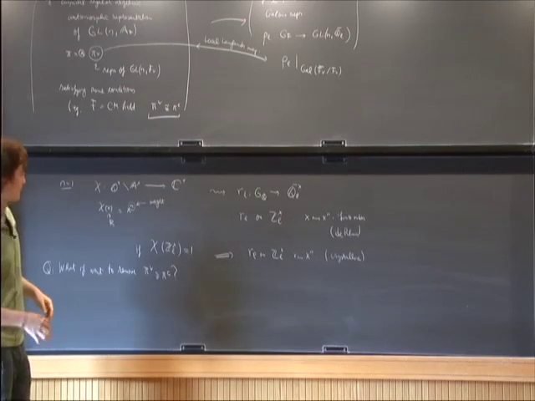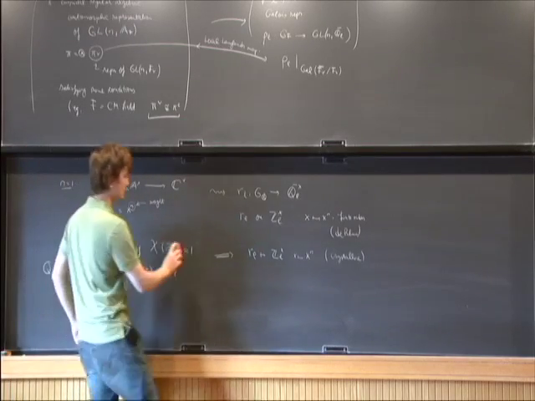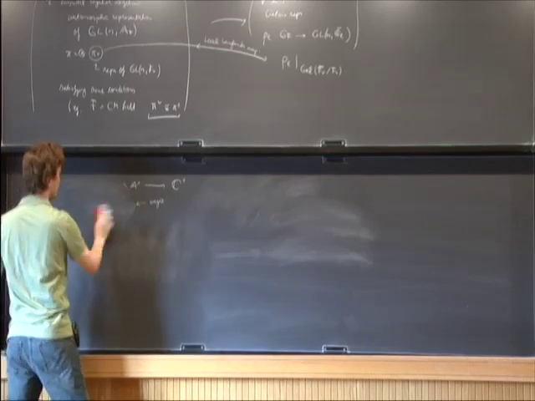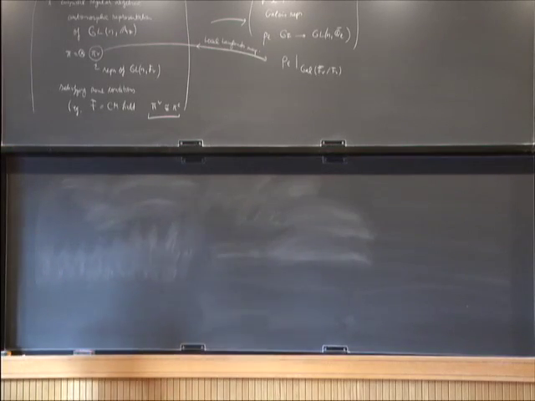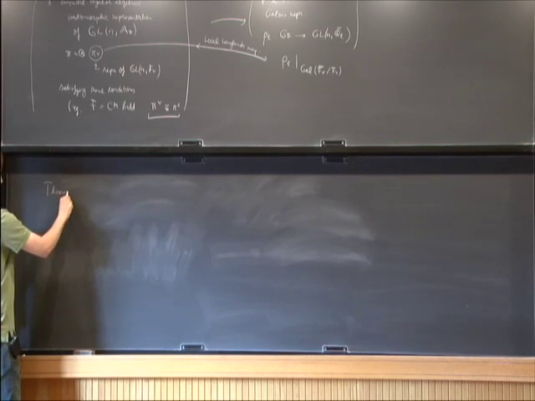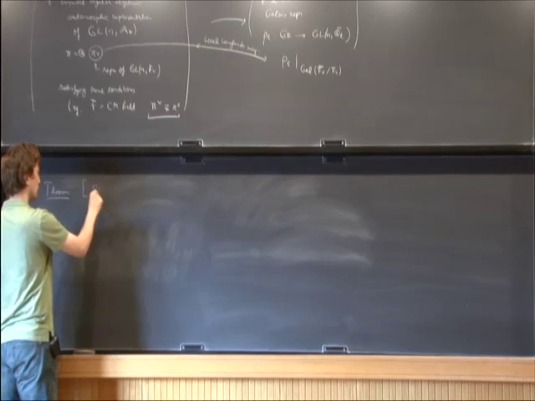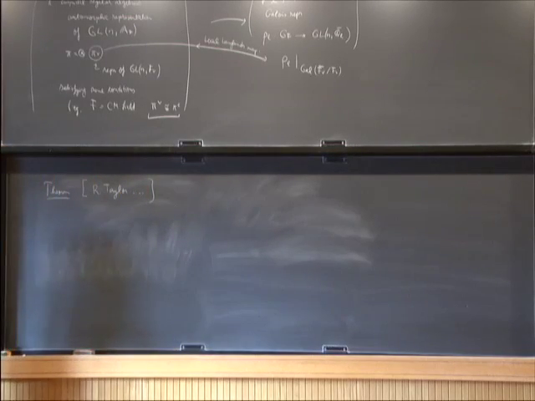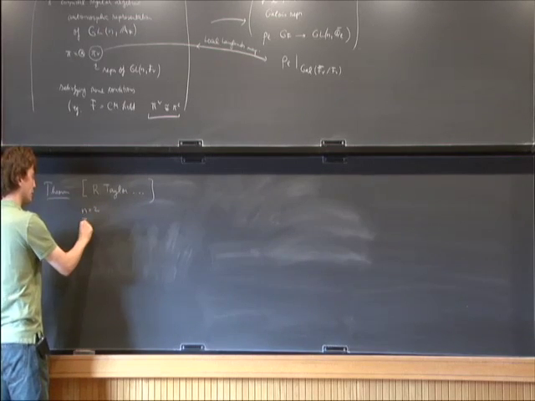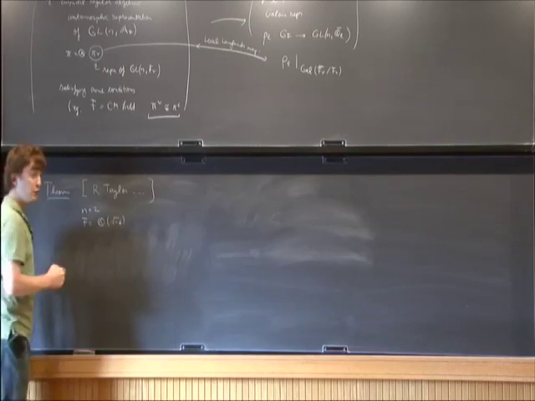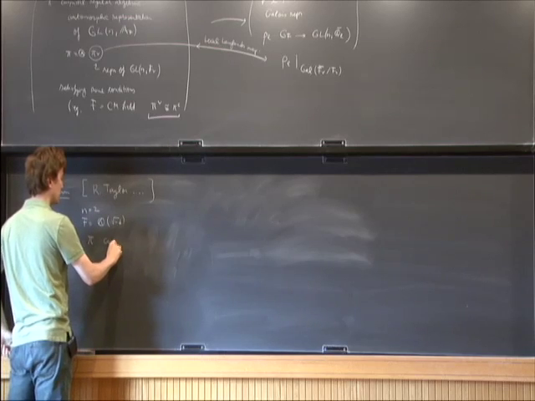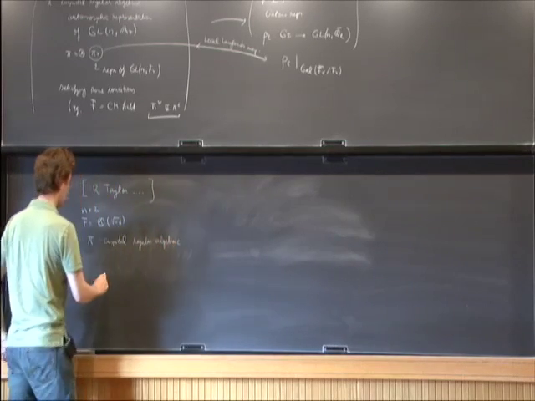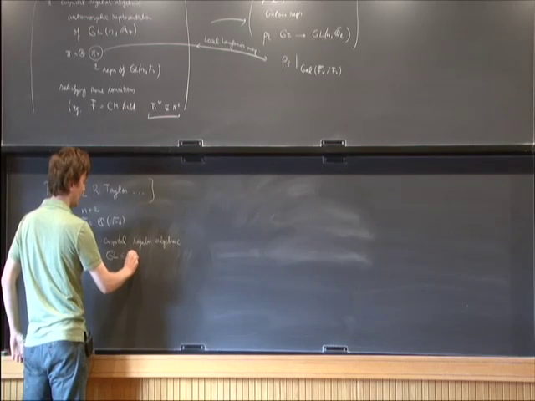The theorem, which is due to a very long list of people, but the entire project was designed by Richard Taylor, is the following. Suppose n is equal to 2, and F is just a quadratic imaginary extension of Q. And suppose again that pi is a cuspidal, regular algebraic automorphic representation of GL_2 over A_F.